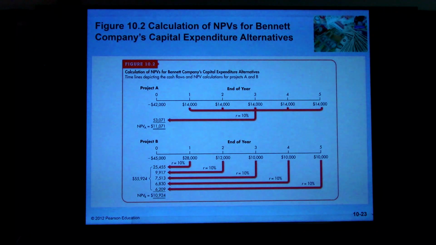But this is under two conditions. Number one, we have unlimited funds. Number two, the projects are independent projects, meaning the selection of A will not hinder or eliminate the selection of B.